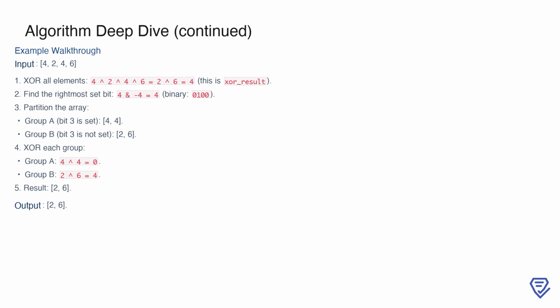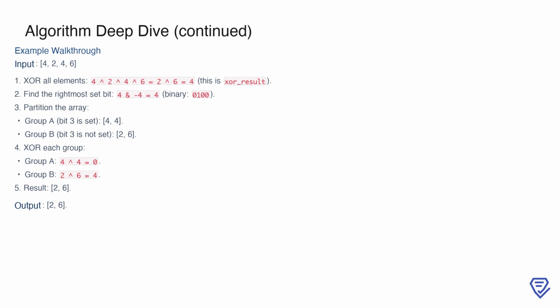First, we XOR all the elements together: 4 ^ 2 ^ 4 ^ 6. The duplicate 4's cancel out, leaving 2 ^ 6, which equals 4. This is our XOR_result. Next, we identify the rightmost set bit in XOR_result using XOR_result & -XOR_result, which gives 4, in binary, 0100. This indicates that the two unique numbers differ at bit position 3. Using this bit as a mask, we partition the numbers into two groups.